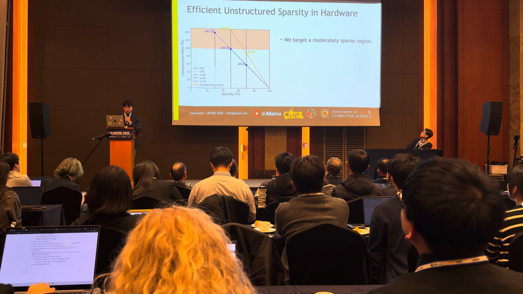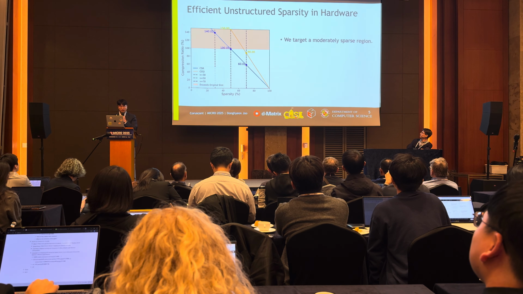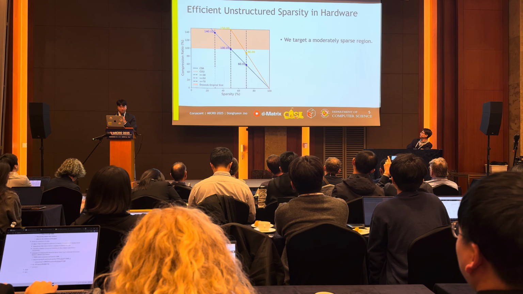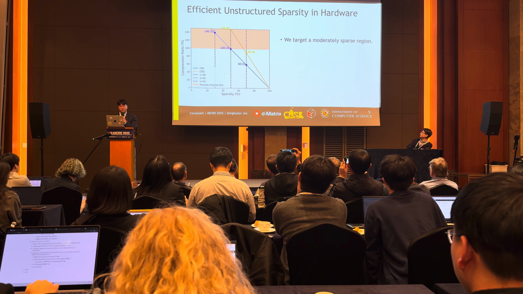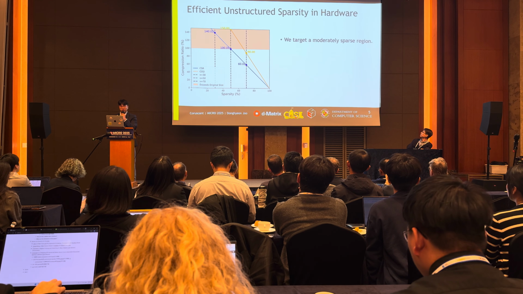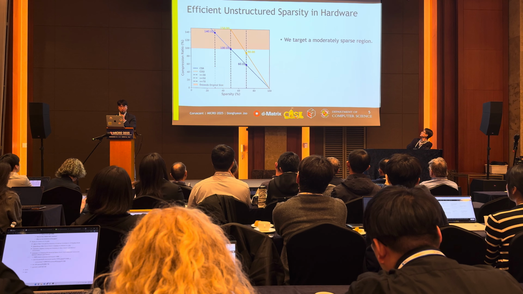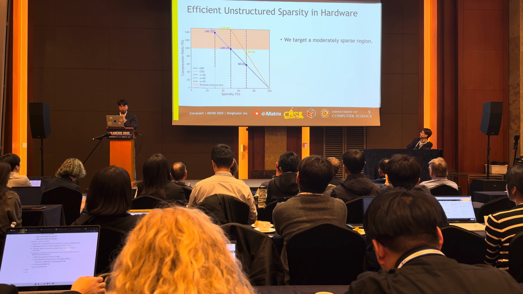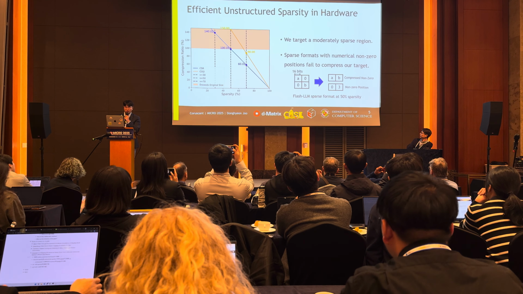However, existing sparse formats like CSR and COO fail to efficiently represent matrices in this region. In the left figure, we show the compression ratio, which is the dense matrix size divided by the compressed sparse matrix size. And in our target sparsity range, existing sparse formats often become larger than the original dense matrix itself, as shown in the red region. This is explicitly due to representing the non-zero positions with numbers.